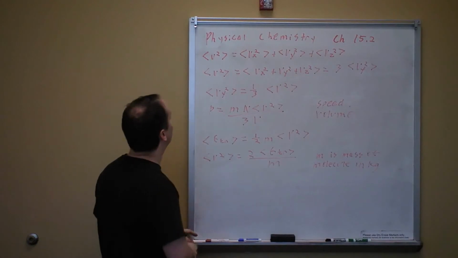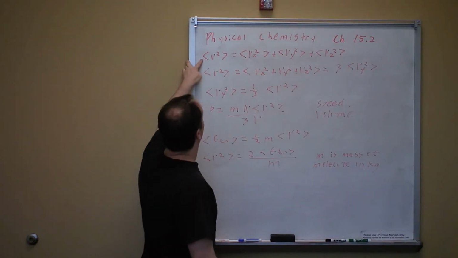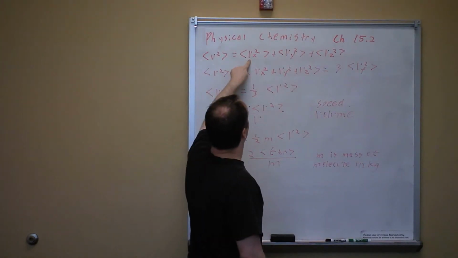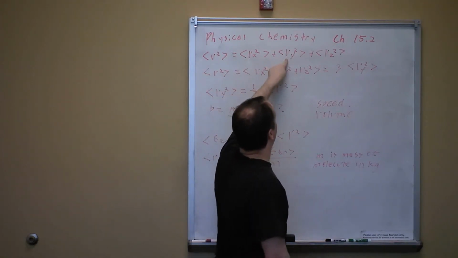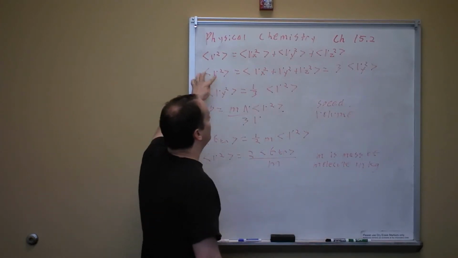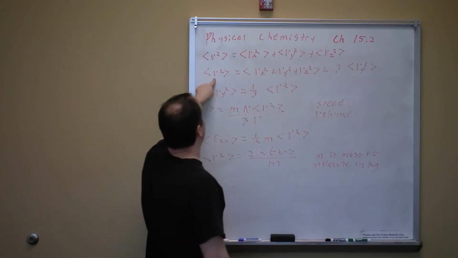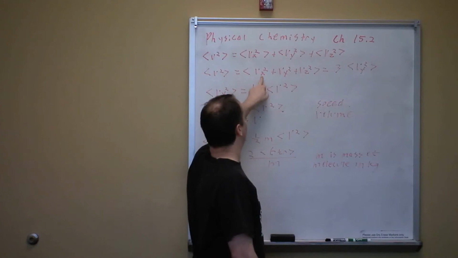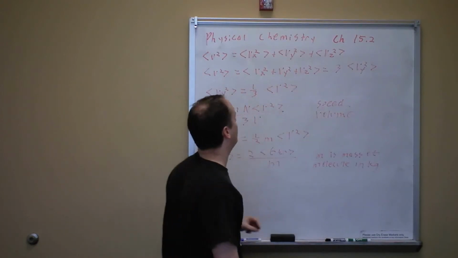Okay, continuing on pressure derivation. Remember from the Pythagorean theorem that the average speed squared is equal to the average x component of velocity squared plus the average y component of velocity squared plus the average z component of velocity squared. Because of the way they're calculated, we can combine these and say the average speed squared is equal to the average of the x component of velocity squared plus the y component of velocity squared plus the z component of velocity squared.